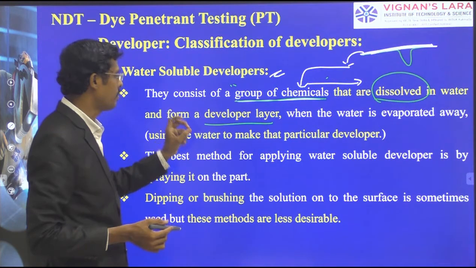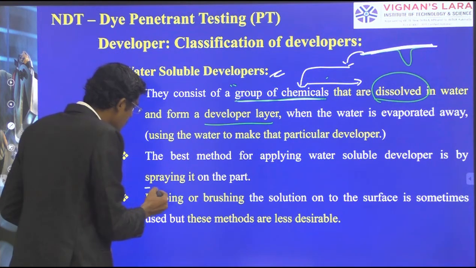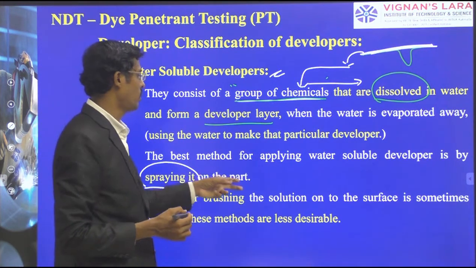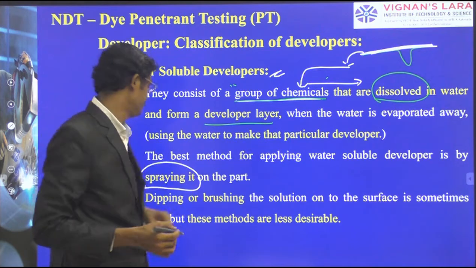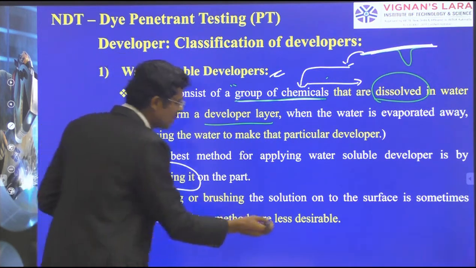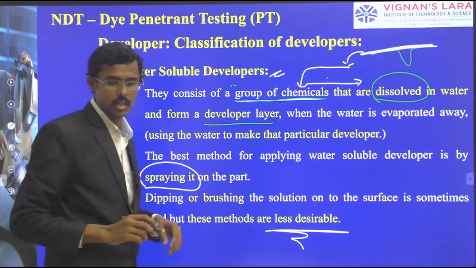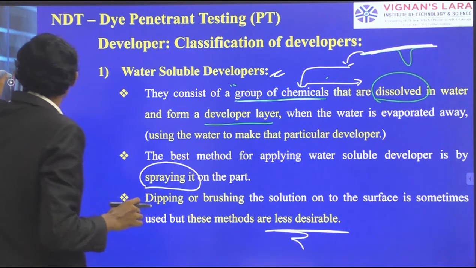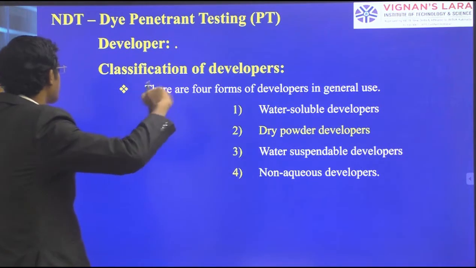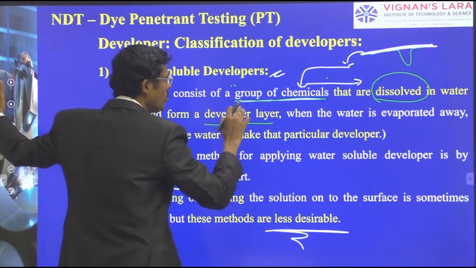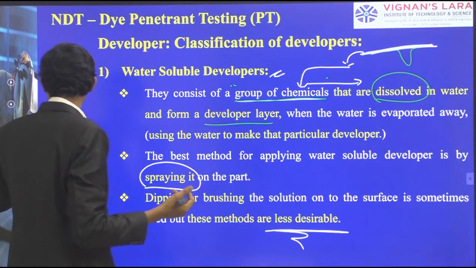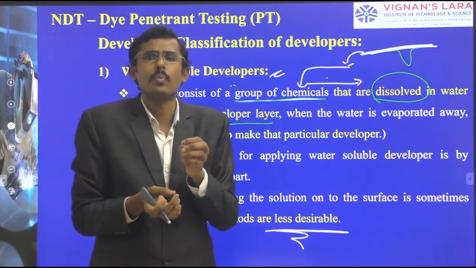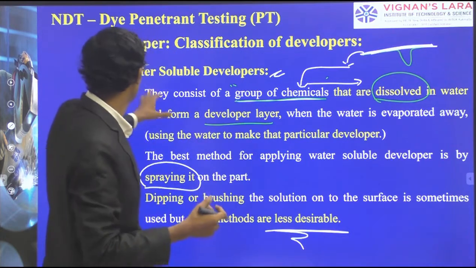The best method for applying water soluble developer is by spraying it on the part. Dipping or brushing the solution onto a surface is sometimes used, but these methods are less desirable. You can understand this here. With this water soluble methodology, these materials will get evaporated and the powders will be there. That's why it is water soluble.